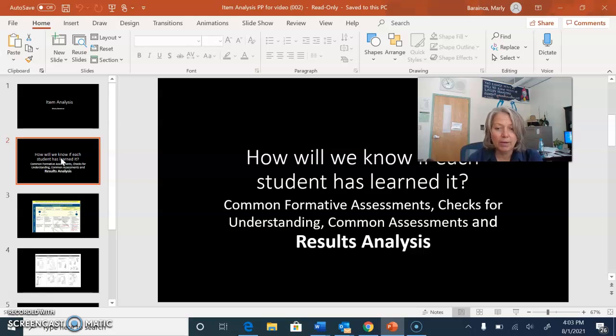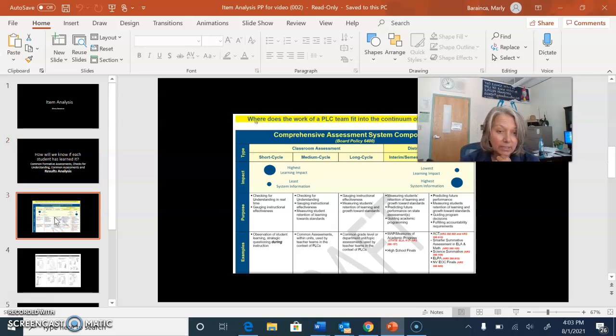And to do that, we have common formative assessments. We check for understanding and use common summative assessments and analyze the results from these. What kind of assessments do we use in the classroom? There's several different kinds. You're walking around during your classroom while you're teaching and seeing what individual students are doing. You're doing those informal checks for understanding at that time.